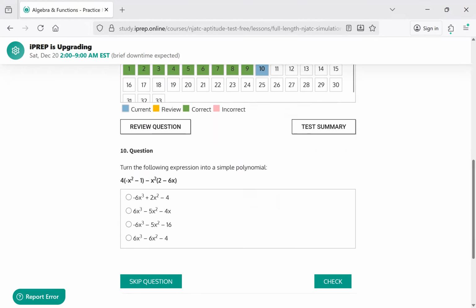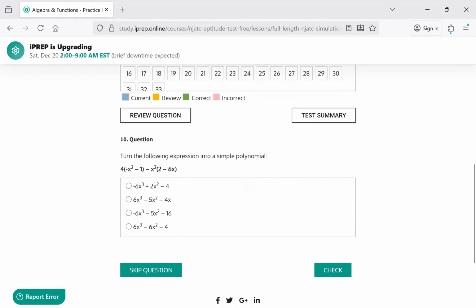Question 10. Turn the following expression into a simple polynomial. So now we're going backwards. We're not factoring, we're good at FOIL. They want you to FOIL this out, collect like terms, etc. So let's start here.